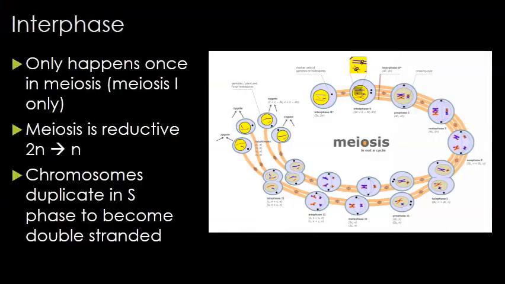Interphase in meiosis is just like interphase in mitosis, but it only happens once. It only happens prior to meiosis 1. Chromosomes still duplicate in the S phase just like normal, but like we say again, it only happens once. If interphase happened before meiosis 2, then meiosis would be just like mitosis. Everything would be copying again and again, and I'd have 2N making 2Ns. But meiosis is reductive. You go from 2N to N.